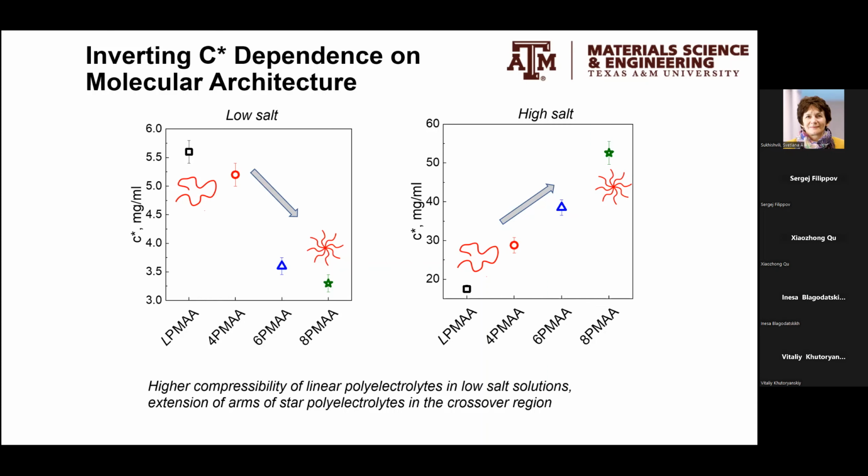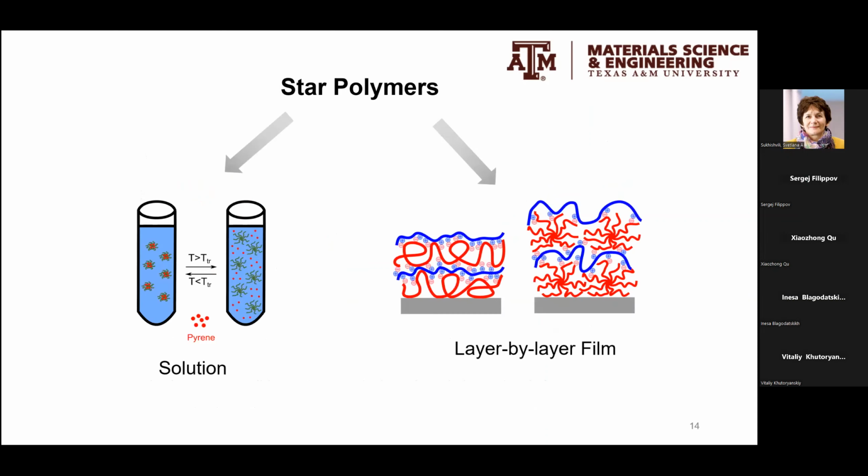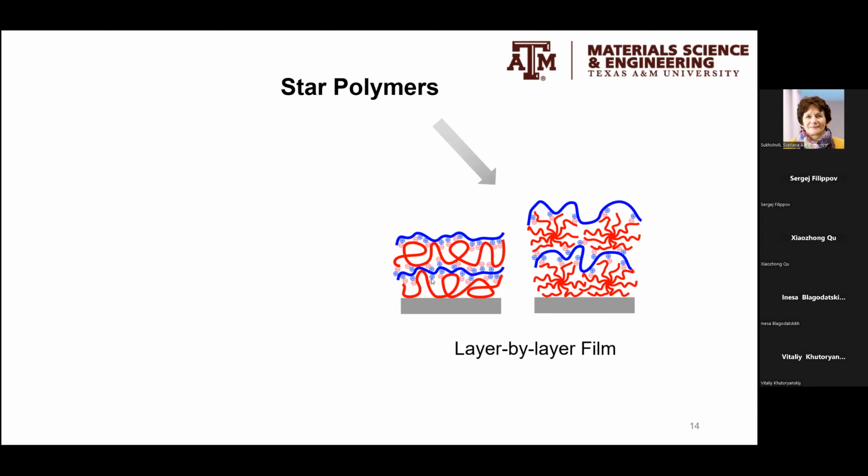I think it occurs in the transition region in the C star regime. We don't understand it yet. We are talking to Dobryny to try and do additional experiments and publish a paper on that. So we're going to now go to another part of my talk, which is the layer by layer film.